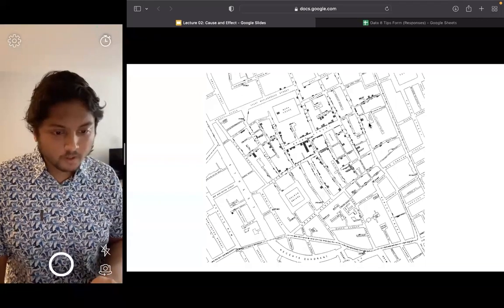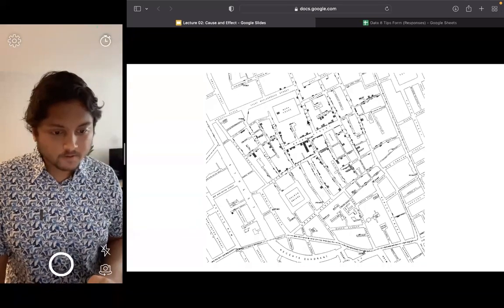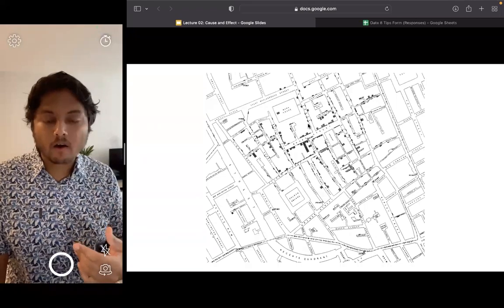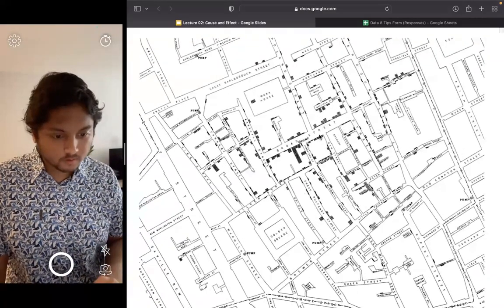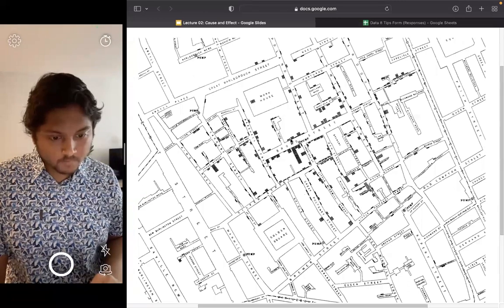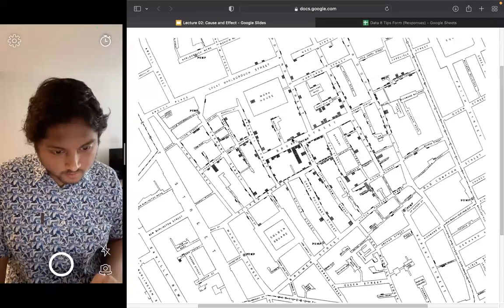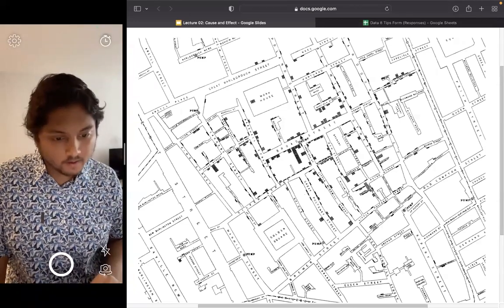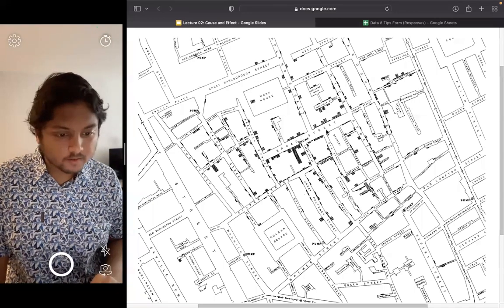What he did was, this is the Soho region of London. He went through all the neighborhoods and counted how many people died at each address. If we zoom in here a little bit, you can see these little bars that he's drawn. For example, at this address, I think that's 2 bars, or I guess 3 bars technically. So 3 people died at that address. This one has 4 bars, so 4 people died at this address, and so on.